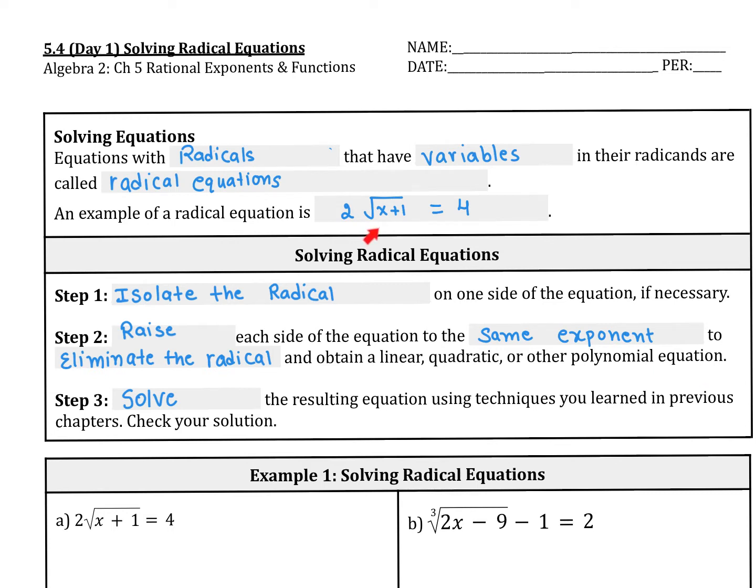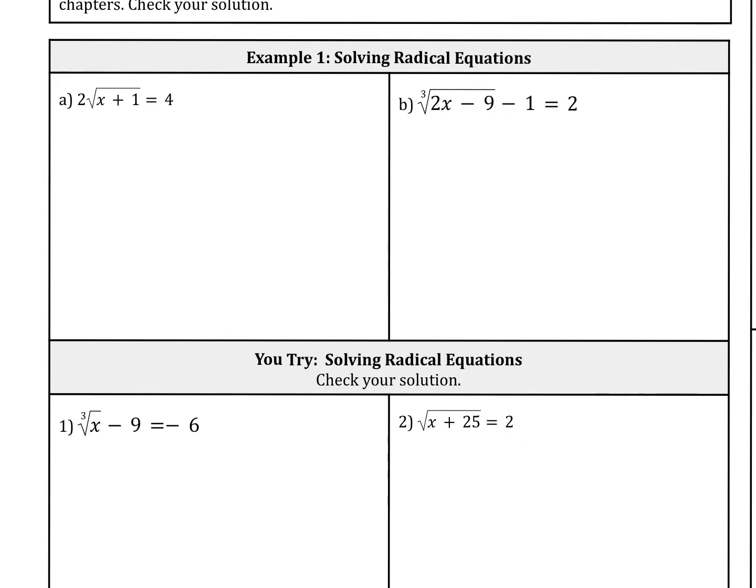So in this case, first I should remove the 2, and then I would square both sides to remove the square root. If it is a square root, you take power 2 on both sides. If it is a cube root, you take power 3 on both sides, so that you can remove the radical symbol and have an equation. Next step is to solve the resulting equation using techniques you learned in previous chapters, and then check your solution. Now we are going to apply the steps to solve example number 1, letter A.